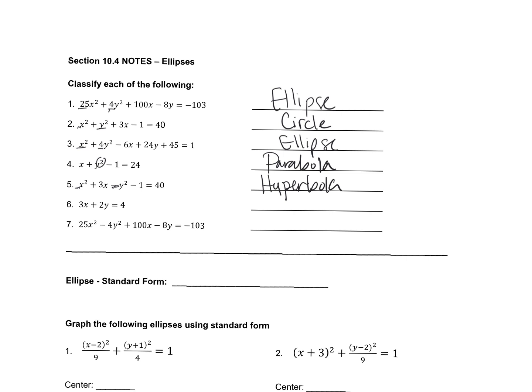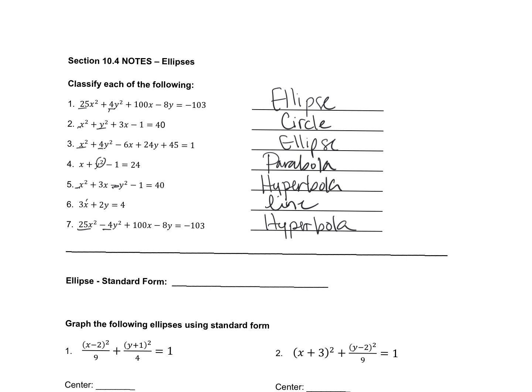Next one, not even a conic, it's a line. How do we know it's a line? We have x to the first power. There are no squared variables at all. Last one we have here is a hyperbola. Again, squared variables, hyperbola, but different signs. One's positive, one negative. Okay, so let's go to the standard form.